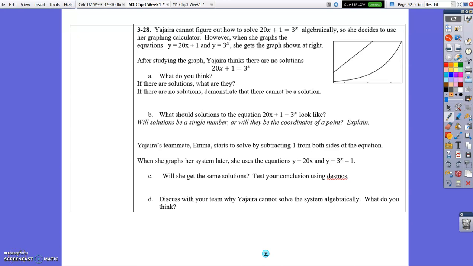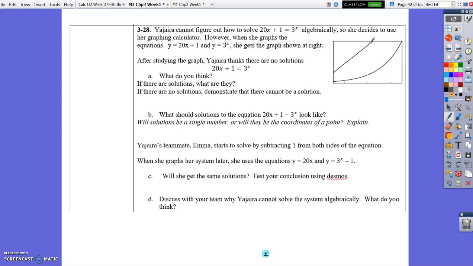All right, so we're finishing up the lesson we were talking about yesterday, which was lesson 312, where we were discussing how to find solutions graphically and algebraically. So she can't figure out how to solve this algebraically because it's kind of beyond our skills right now. And so this is what we've got. She graphs these equations and she gets this graph.